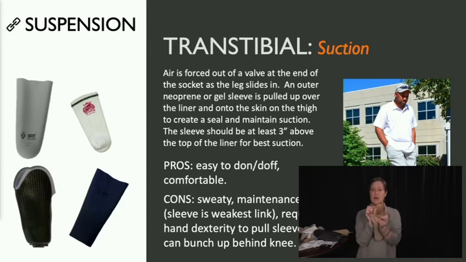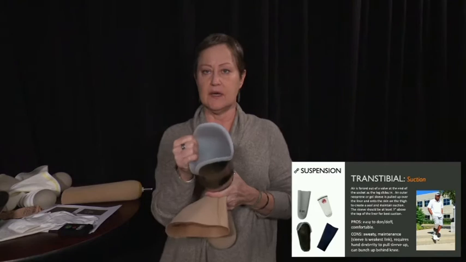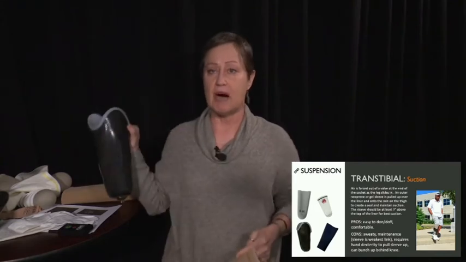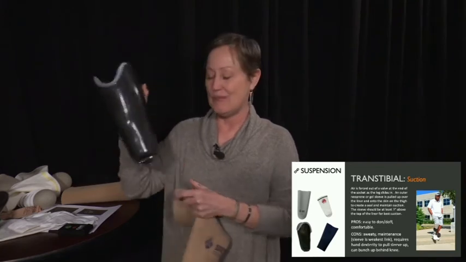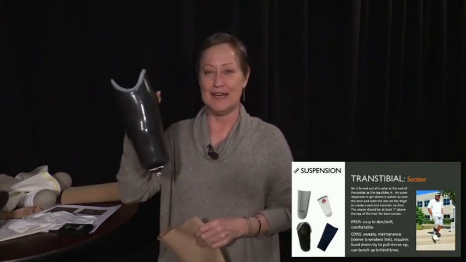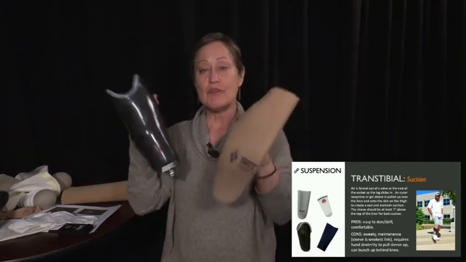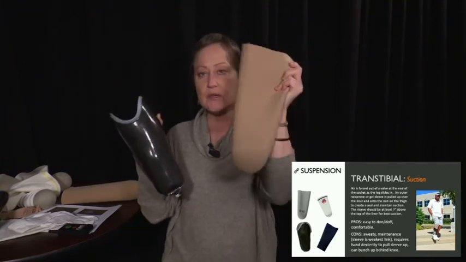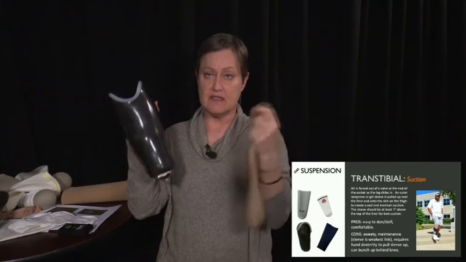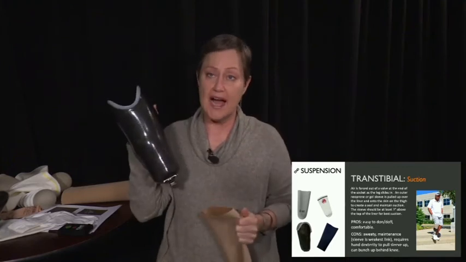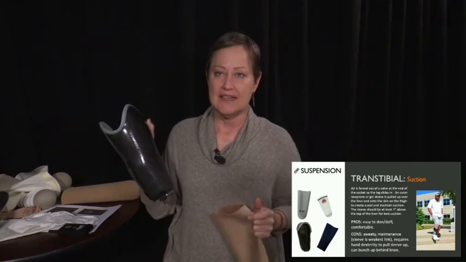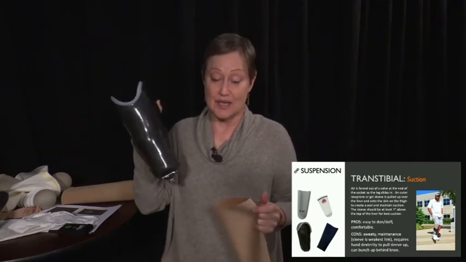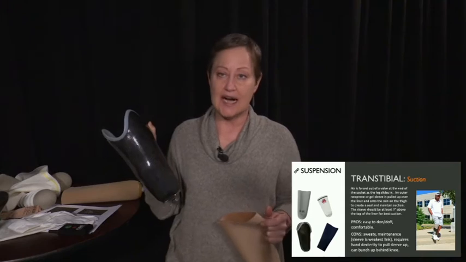So you start with a liner. There's a one-way valve at the bottom of the socket. This particular socket is the wrong one, but I just picked it up because it was handy to show you. So there's a one-way valve, and the patient's leg is pushed into the socket. Air goes out the valve, and then a seal has to be made so that you have a closed system. So that's the general concept.